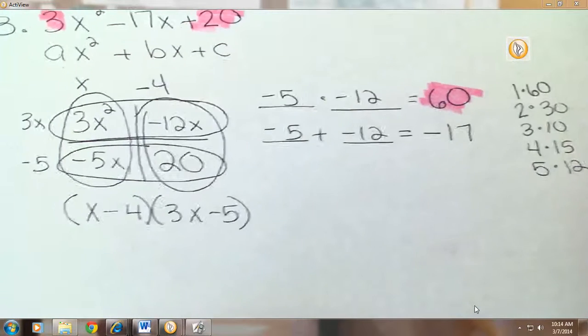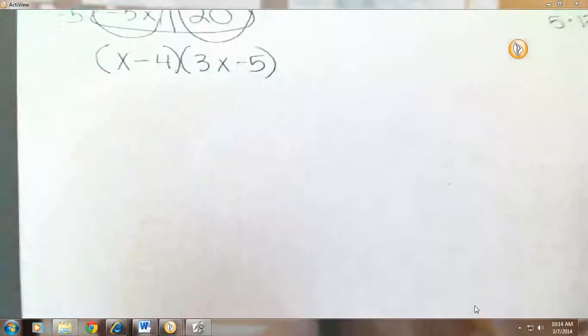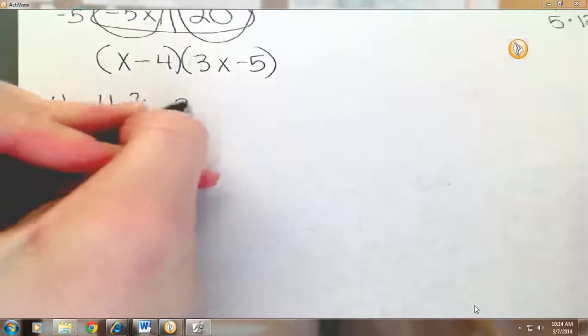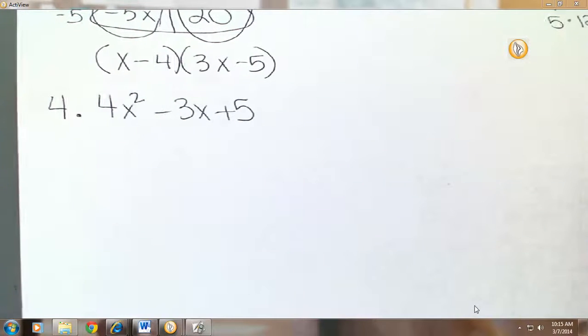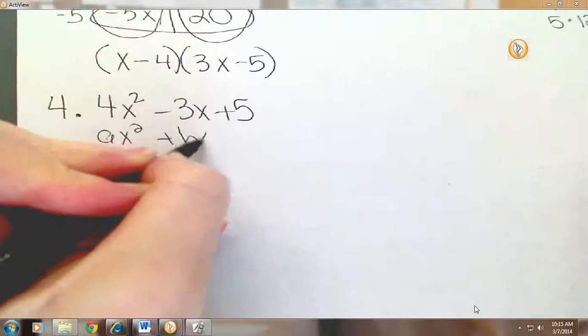Put this next one in your notes for sure. And I want you to have one of these examples in your book. So number 4. (4x squared minus 3x plus 5). Is this in the form of x squared plus bx plus c, or is it ax squared plus bx plus c? Ax squared. Good. It is, of course, ax squared plus bx plus c.